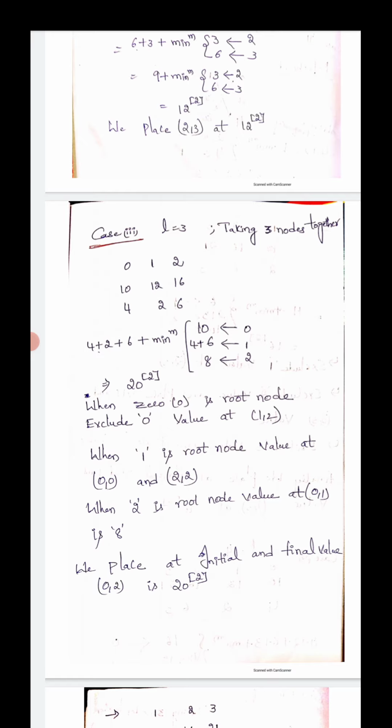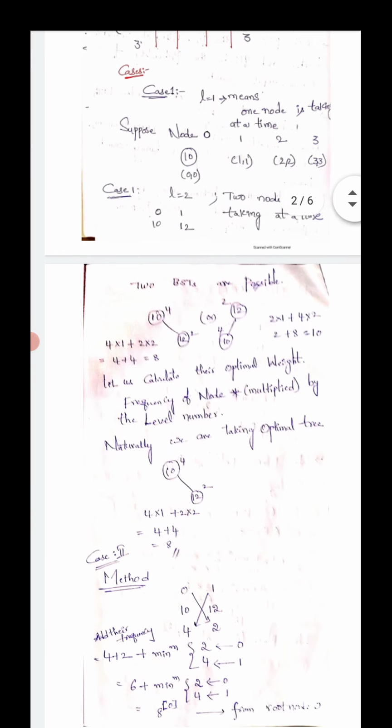Now coming to the next section, when 1 is the root node, we need 0 comma 0 and 2 comma 2. Look carefully, we need to calculate. When 1 is the root node, first we exclude 1. Then on the left side we look at 0 comma 0, and on the right side we look at 2 comma 2. So when 1 is the root node, we take the values at 0 comma 0 and 2 comma 2. What is the value of 0 comma 0? Look at 0 comma 0, how much is the value?